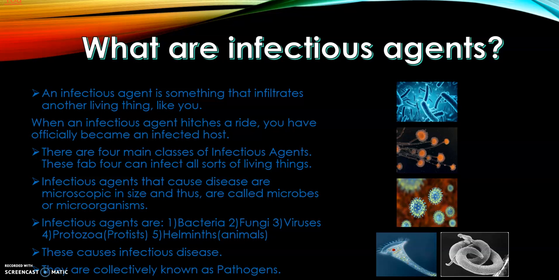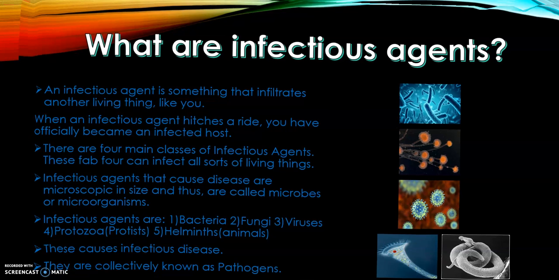There are four main classes of infectious agents. These Fab Four can infect all sorts of living things. Infectious agents that cause disease are microscopic in size and thus are called microbes or microorganisms. Infectious agents are bacteria, fungi, viruses, protozoa, and helminths. These cause infectious disease. They are collectively known as pathogens.